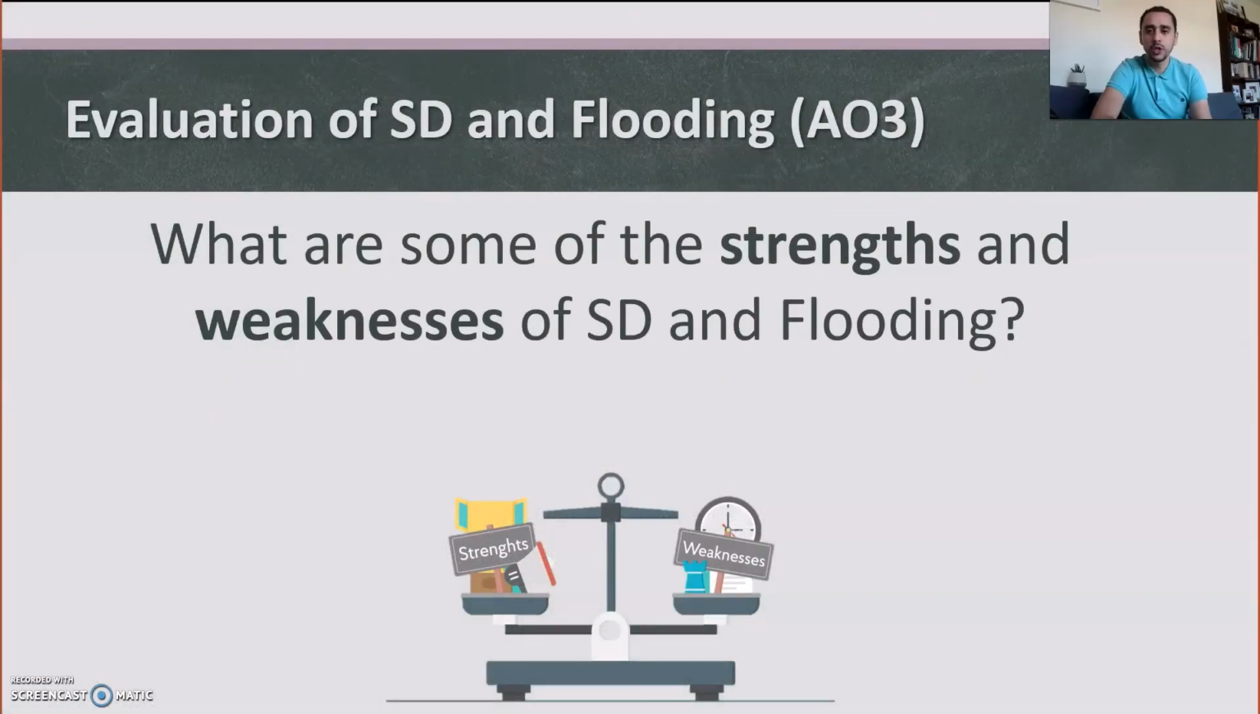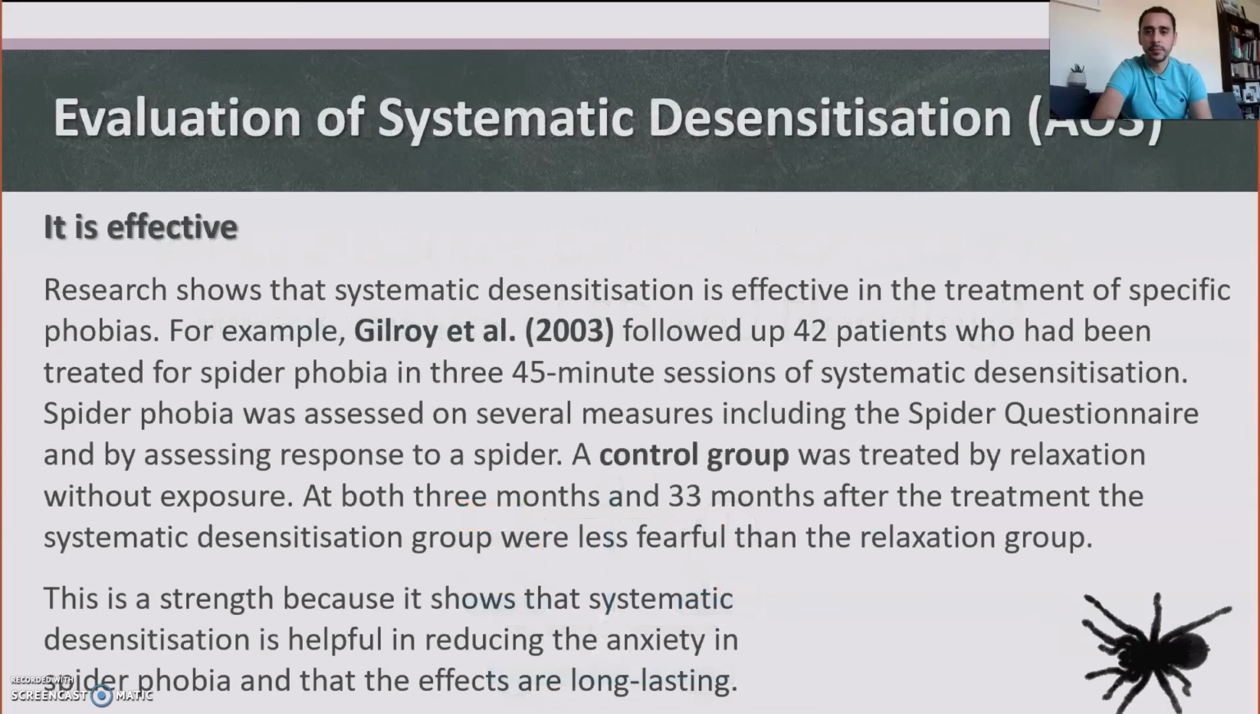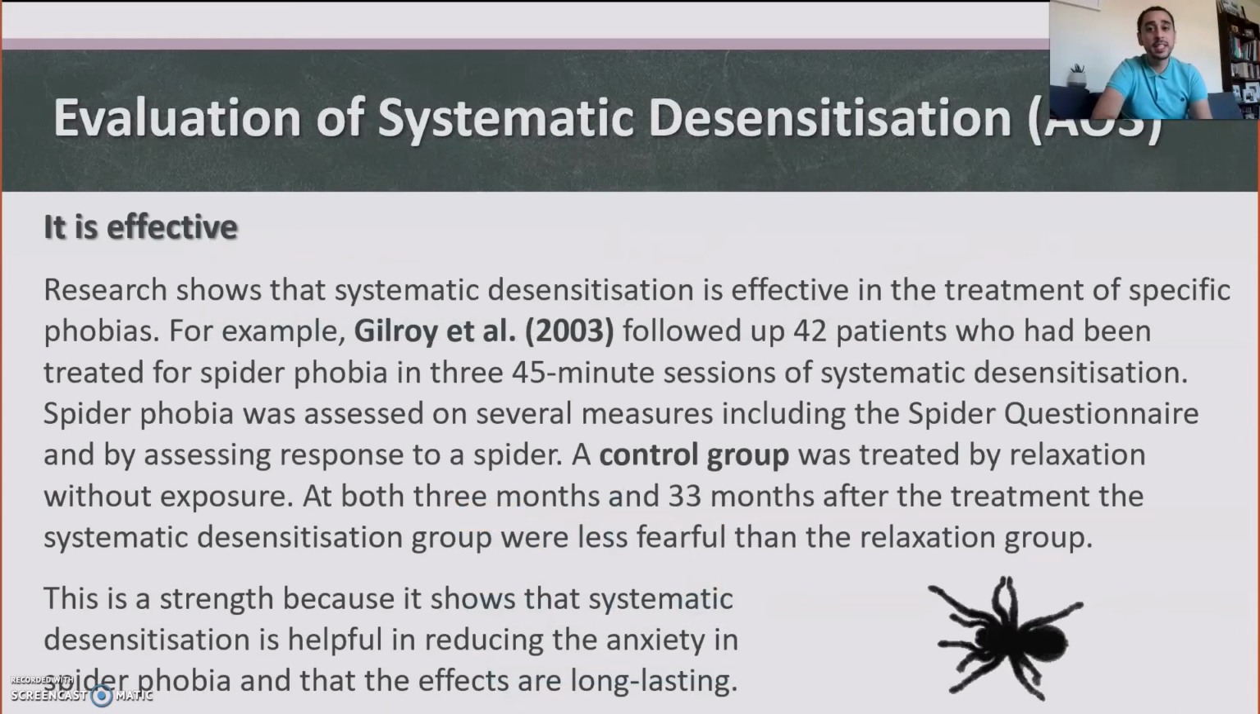What are some of the strengths and limitations of systematic desensitization and flooding? Right. First of all, it is effective.